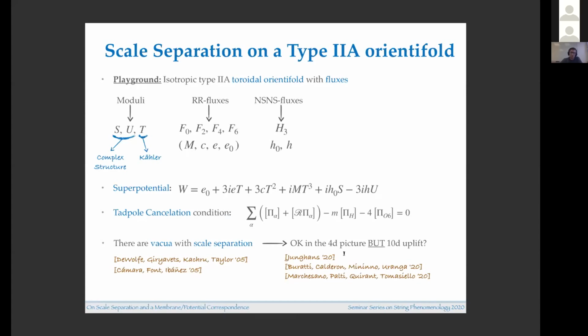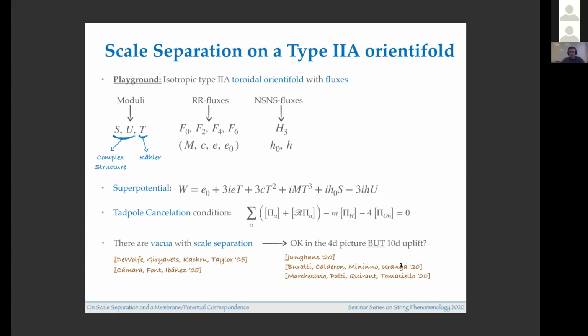But what the authors of the ADC argued was that maybe there was some problem with the uplift to 10 dimensions. This issue has been revisited in this context lately by Junghans, Marchesano, Palti, Quirant, Tomasiello, trying to make this 10D picture, this 10D construction more precise. And there's definitely progress in that direction. It was also revisited by Buratti, Calderón-Infante, Mininno, and Uranga by refining the conjecture.